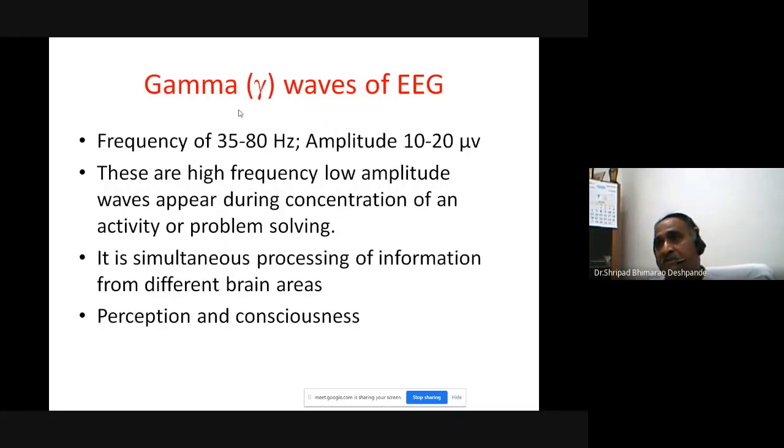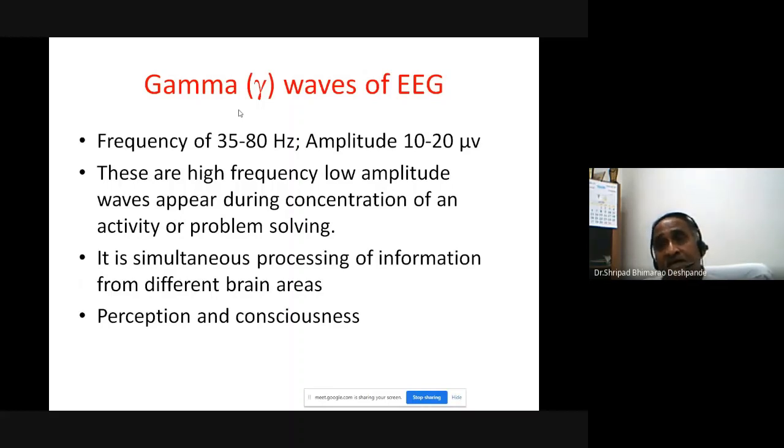Then gamma waves. Gamma waves of EEG, their frequency is 35 to 80 hertz. Amplitude is 10 to 20 microvolts. These are high frequency, low amplitude waves that appear during concentration on an activity or problem solving, as you are doing right now. So during this time, if I record your EEG, I may get the gamma waves, if you are attending to my lectures.